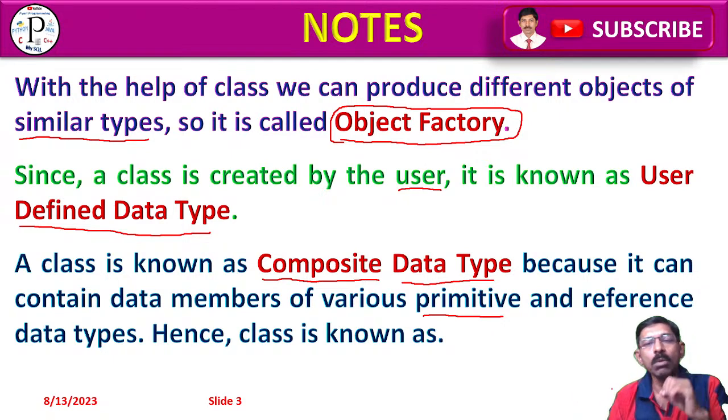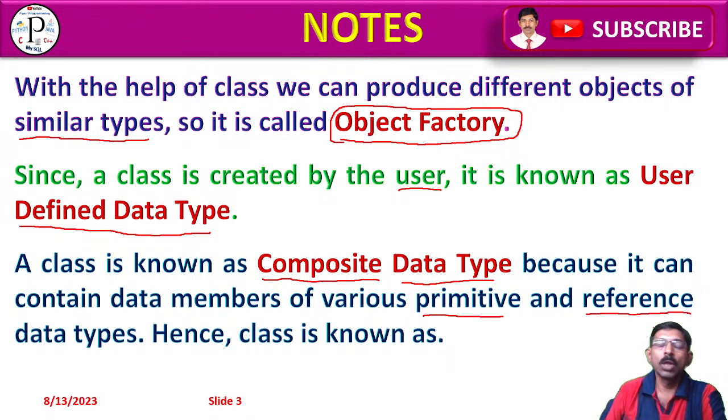We can keep all these instance variables inside a class. And reference data types. What is a reference data type? The object of a class, an array. These are called reference data types. So a class can have a combination of primitive data types and reference data types, and multiple data types of primitive type. That's why it is known as a composite data type. Hence it is known as a composite data type.